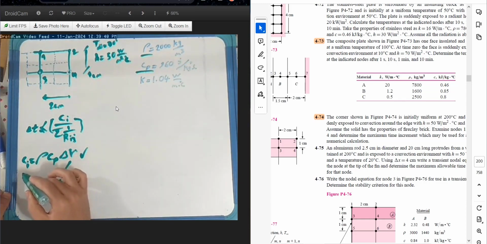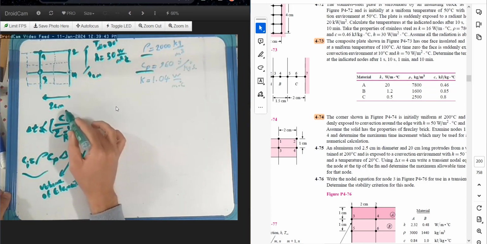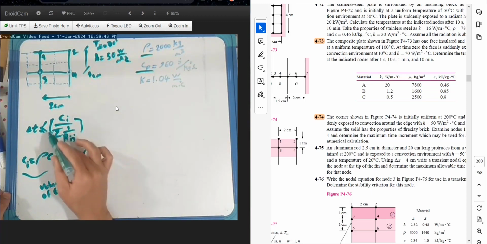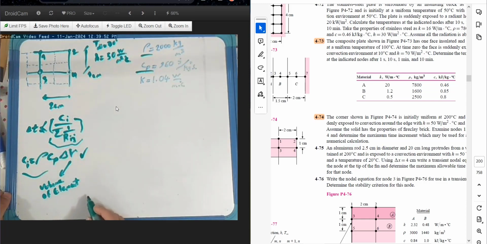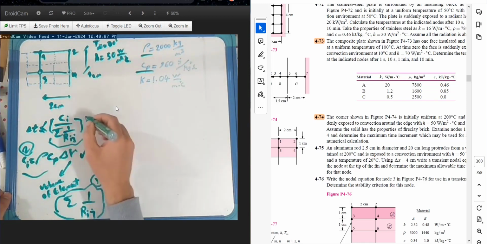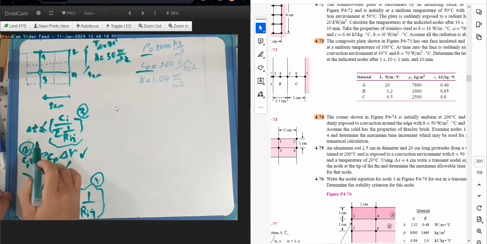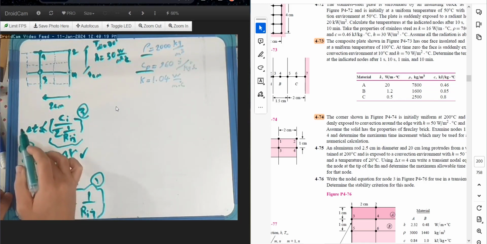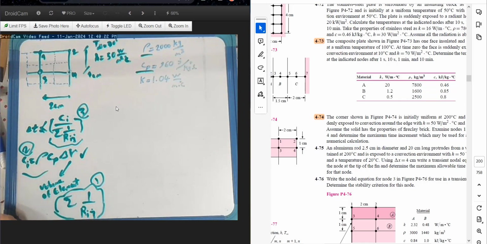After we evaluate C, we should substitute it here, and after we evaluate resistance, this term is resistance, 1 over R_ij, we should calculate it for each point. First we do that one, second that one, and third we put it inside the time increment and choose the best time and maximum limitation for the time in transient calculation.